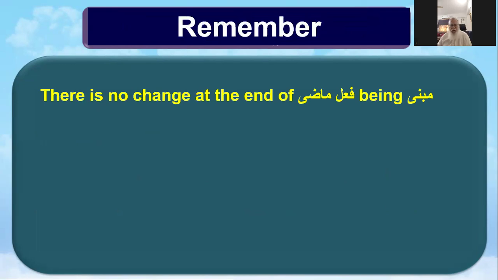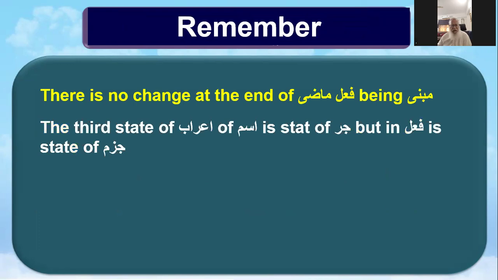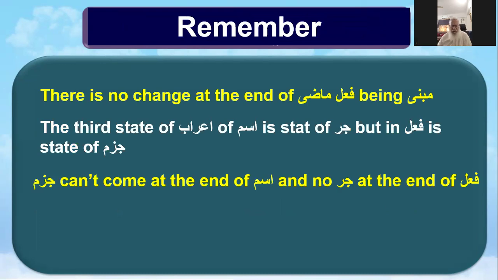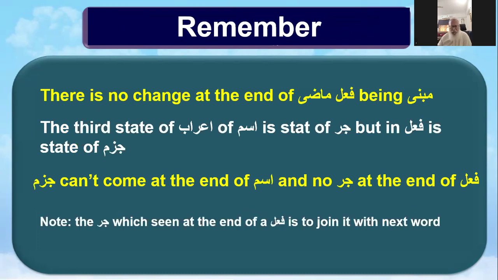There is no change at the end of the fi'l madi, being mabni. The third state of the i'rab of ism is the state of jar, but in fi'l it is the state of jazm. We discussed that jazm can't come at the end of an ism and no jar at the end of the fi'l. That is understood. Note, the kasra seen at the end of a fi'l is joined with the next letter, as I explained. If you see a kasra below a fi'l, it is just to join. That is called a temporary kasra.